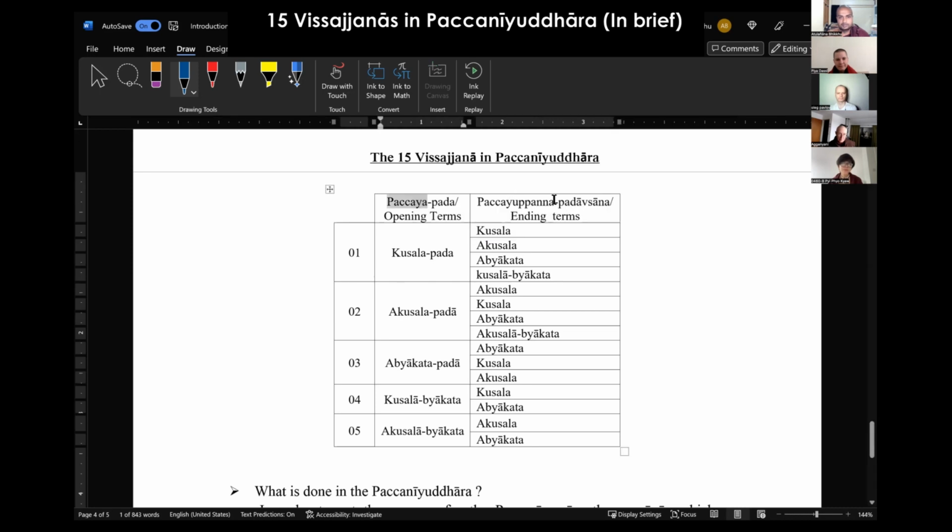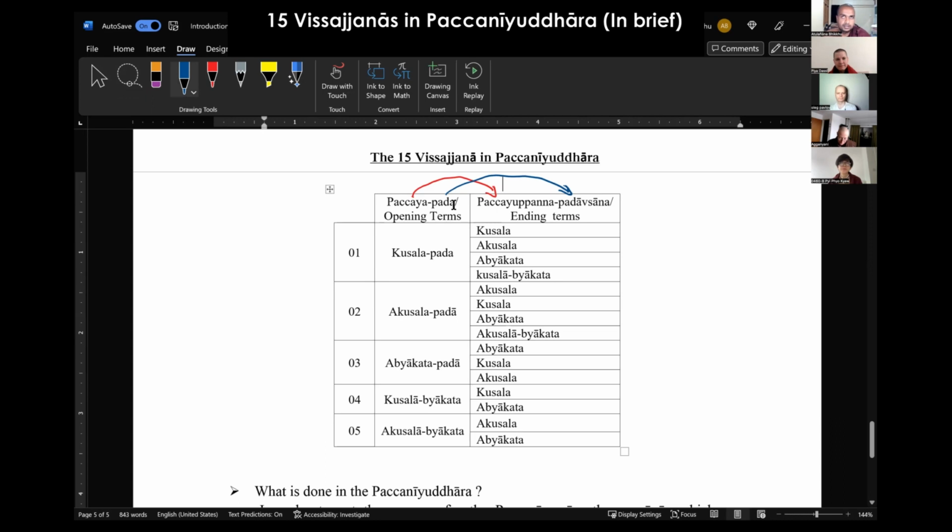Let me draw it like this. Paccaya, Paccayuppāna, Pada, Padāvasāna, right? Paccaya means the Paccaya Dhammas, Paccayuppāna means the resultants, right? So for that, we use another term called Pada.